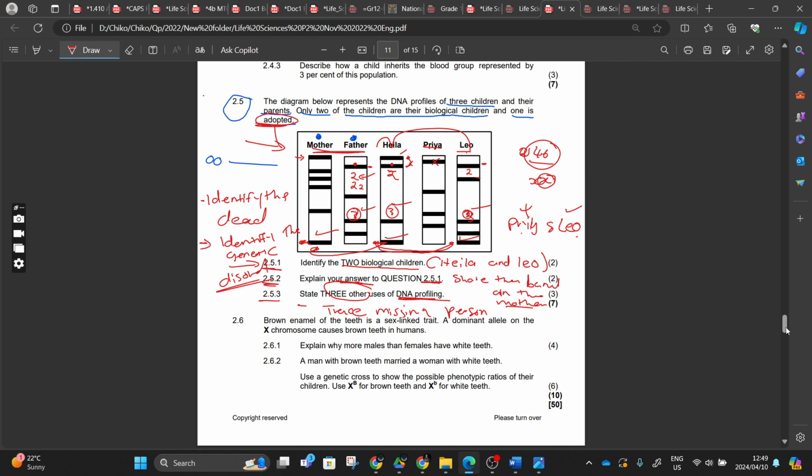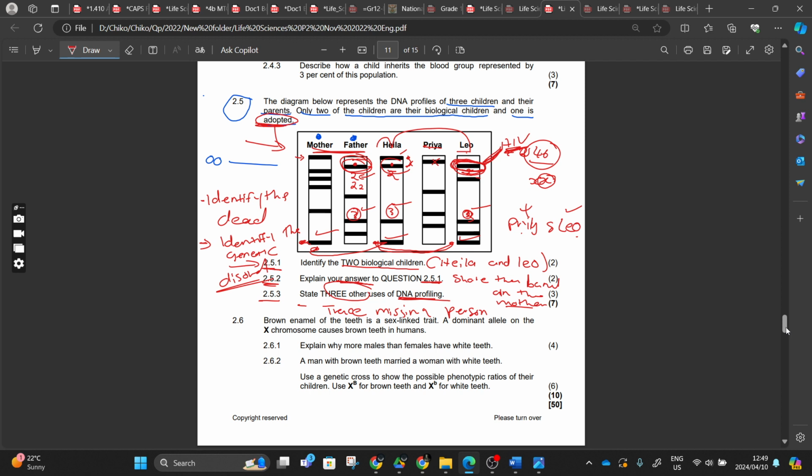When I say to identify a genetic disorder, let's say this band here, this band number 2 for Leo. Maybe we are studying HIV, and we find that this band is there, and it's also there in the father. So we can conclude that Leo is HIV positive, and she inherited this from the father. So we can use this to identify genetic disorders.